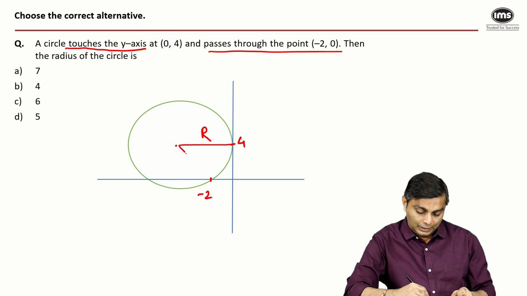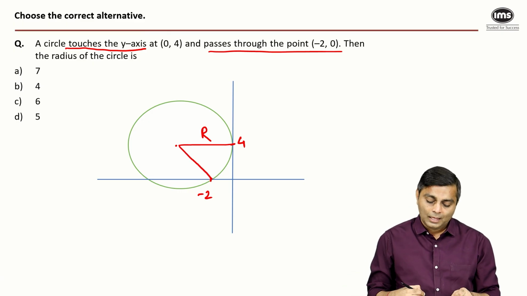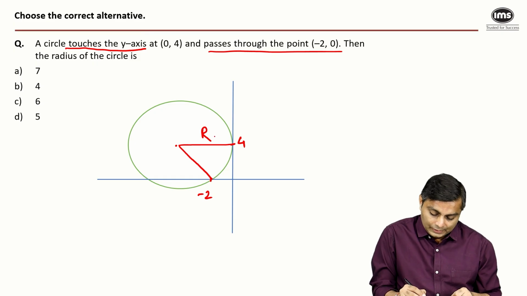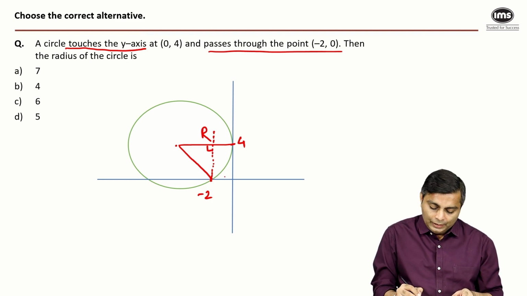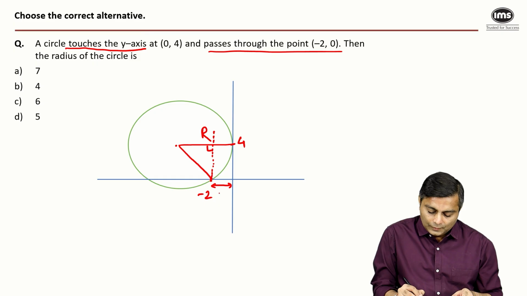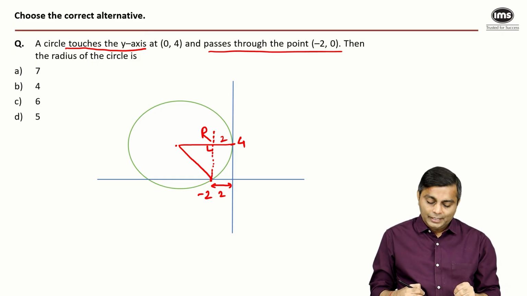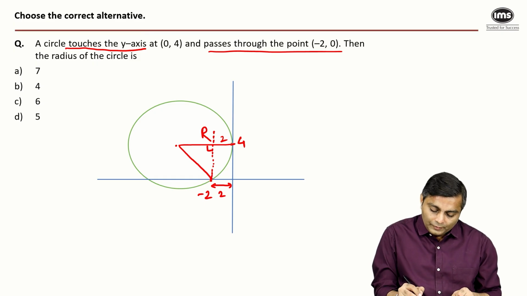Let me go here. This bit is also R, right? Now have a look at this bit. If I just drop a perpendicular from here, this becomes a right angled triangle. This much is 2, the distance is 2, which means this distance is also 2, correct? Now, if this distance is 2 and the vertical distance is 4, do we agree the vertical distance, which means this part, will be equal to 4?